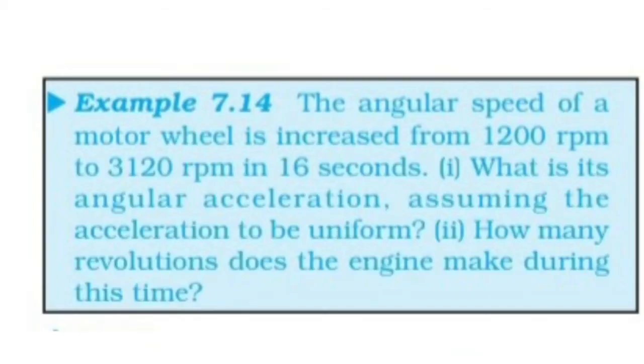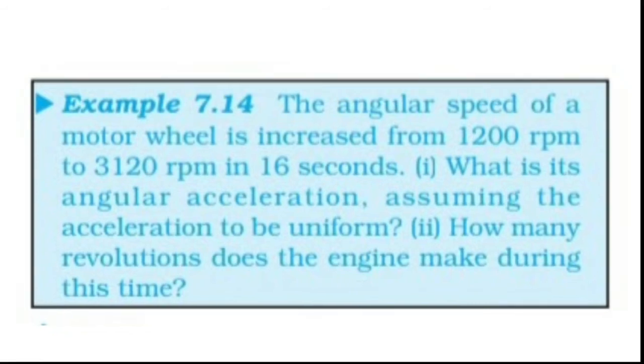Now, using this, we will discuss a problem, example 7.14. The angular speed of a motor wheel is increased from 1200 rpm to 3120 rpm in 16 seconds. What is its angular acceleration, assuming the acceleration to be uniform? How many revolutions does the engine make during this time?